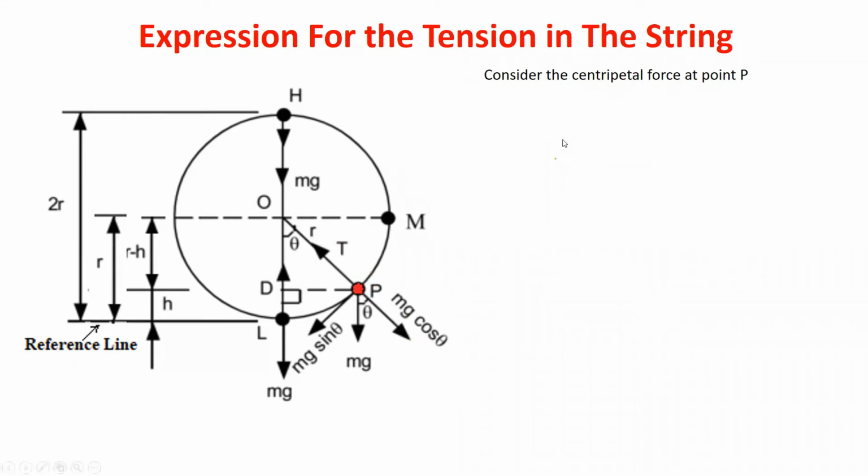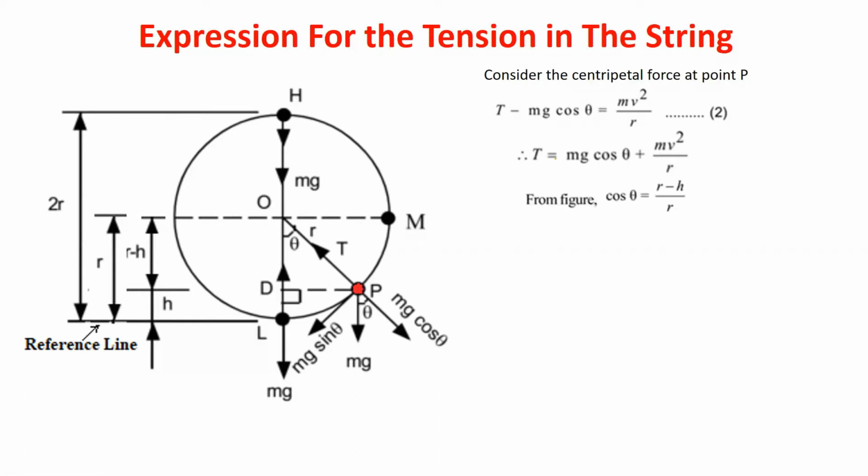So we'll be writing that T minus mg cos theta is equal to mv square by r. Therefore, T is equal to mg cos theta plus mv square by r. Now, if we come to the figure, let us consider the triangle ODP. This is the triangle I'm talking about, triangle ODP.